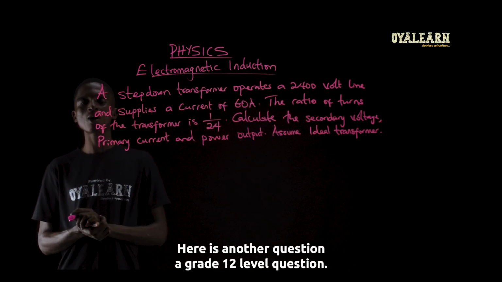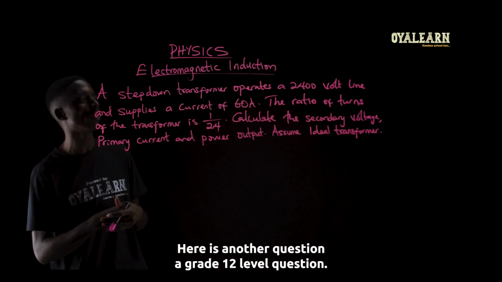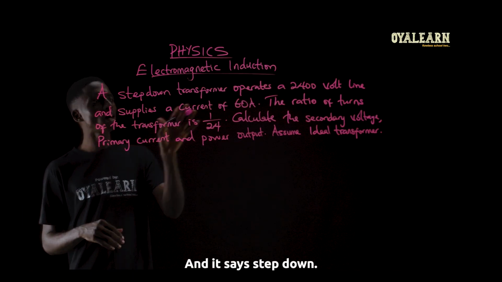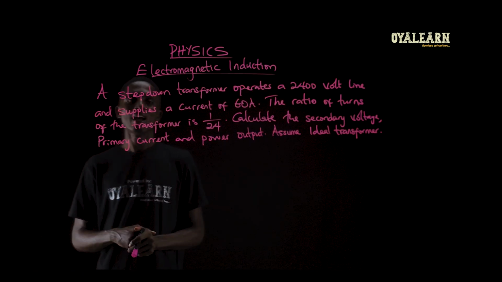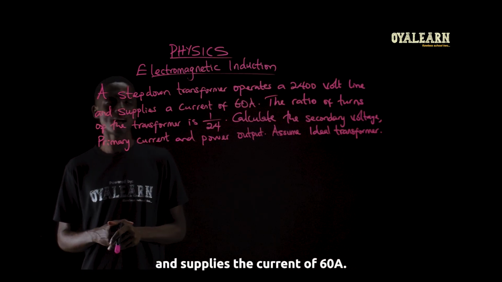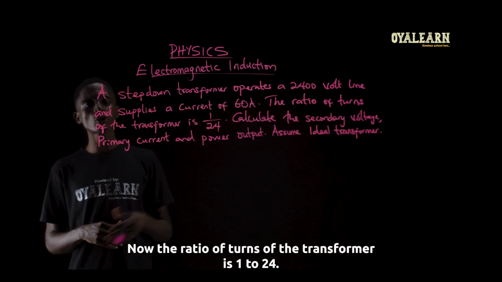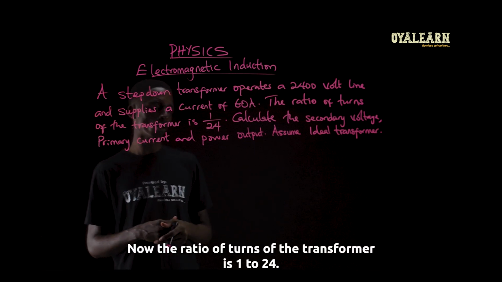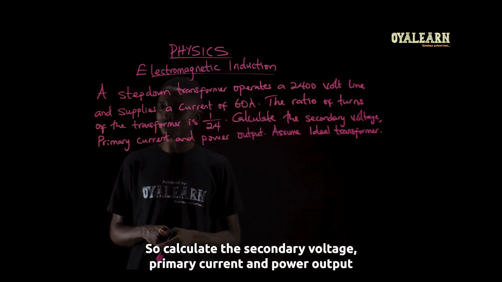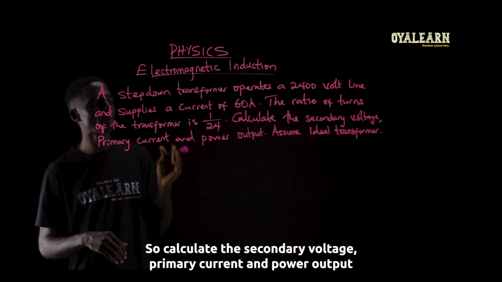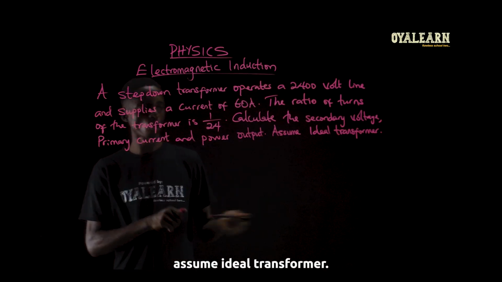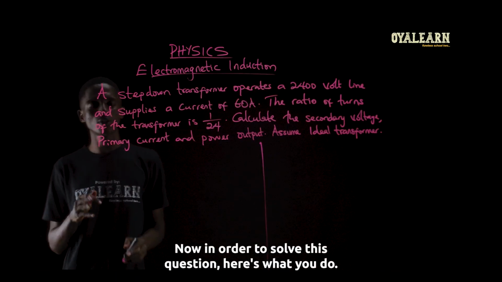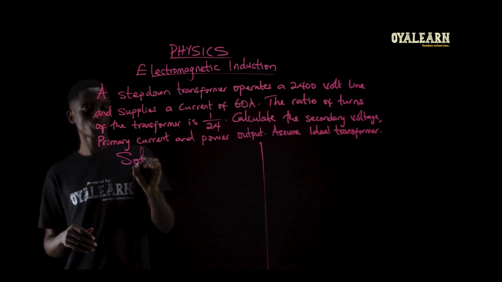Here is another question, a grade 12 level question. And it says, a step-down transformer operates on a 2,400 volt line and supplies a current of 60 amperes. Now, the ratio of turns of the transformer is 1 to 24. So calculate the secondary voltage, primary current, and power output, assuming an ideal transformer. Now, in order to solve this question, here's what you do.